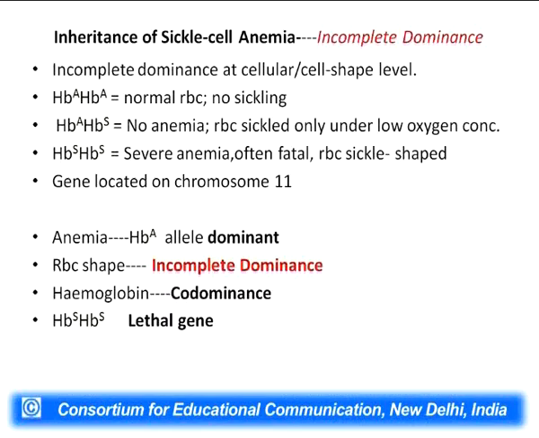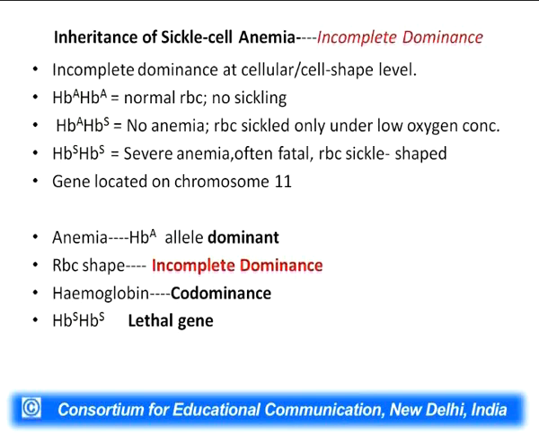The gene, which is a normal gene, is HbA, and if we have the HbA, then there is a normal RBC. We know that the human RBCs are biconcave in shape and there is no sickling. That means their structures are not distorted at all. There is a gene HbS. If the constitution is HbA, HbS, now this becomes a heterozygote. There is no anemia.